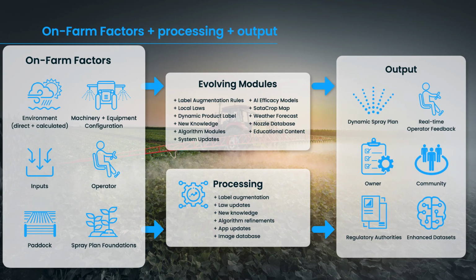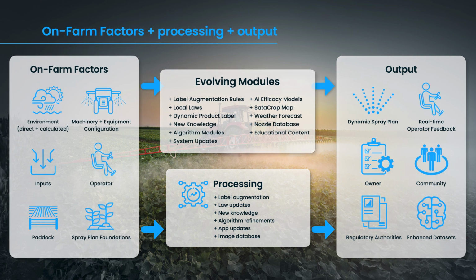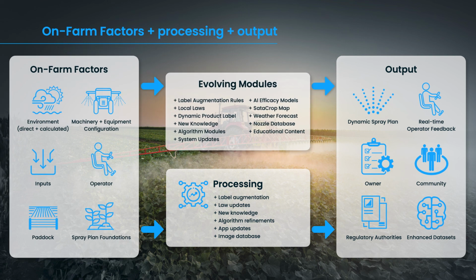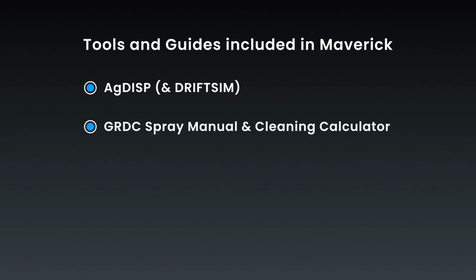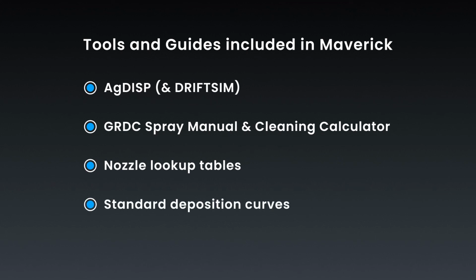Maverick combines all of these on-farm factors into one central location and incorporates intelligent processing to deliver a range of automated outputs for the key stakeholders, whilst keeping the farmer in complete control of all data recording and data sharing options. It combines industry best practice and modelling tools into one easy-to-use framework. The first generation of Maverick will include a whole heap of existing tools and guides, including AgDisp, the GRDC spray handbook and cleaning guide, nozzle selection tables, standard deposition curves, the SD-RAM and the SD-RAT, and SATA crop, just to name a few.